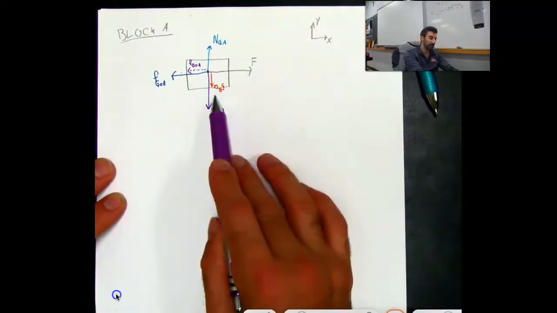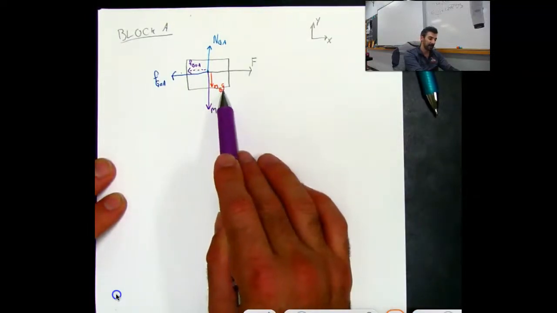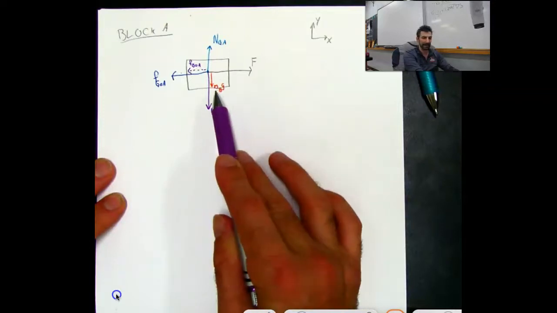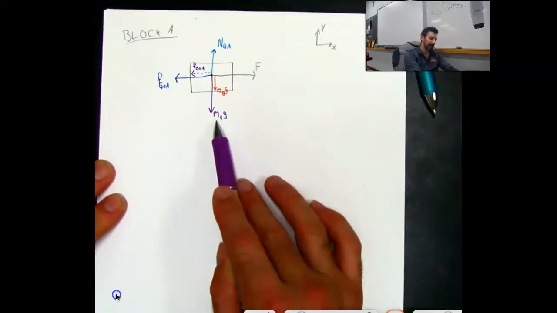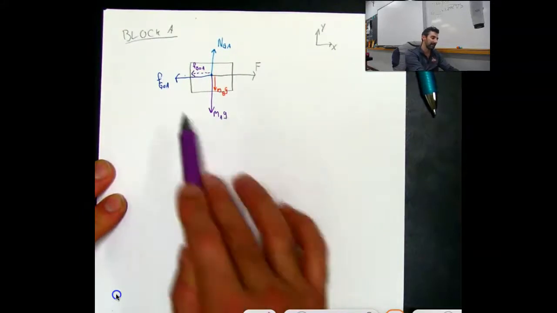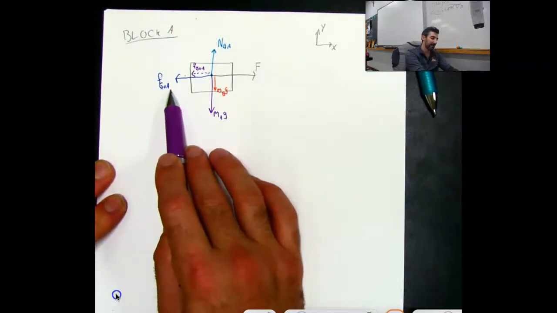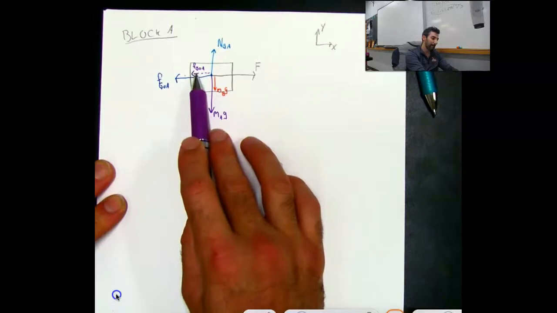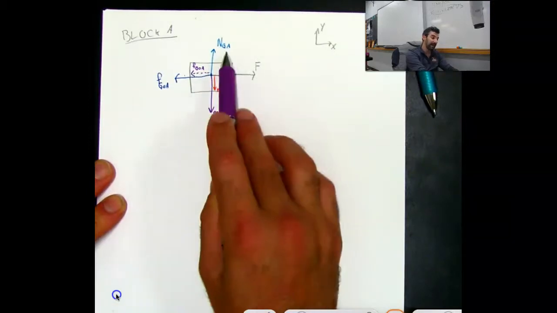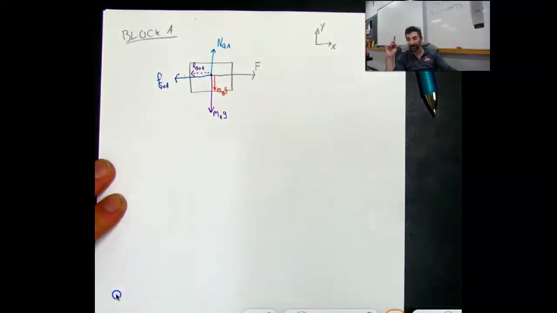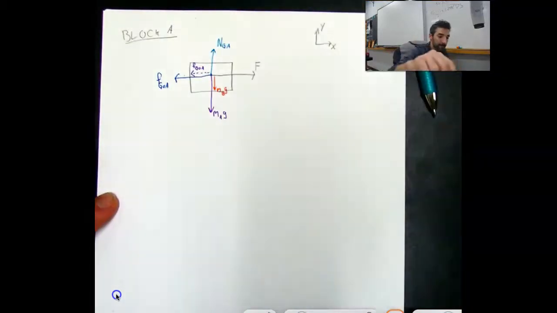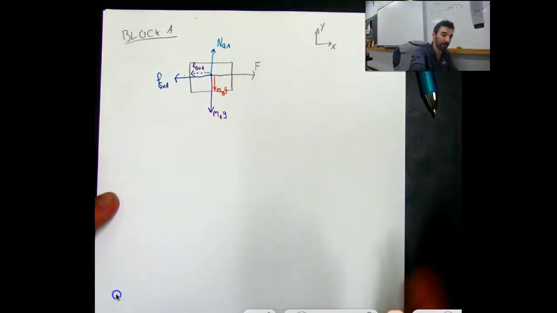We've got the mass of B on, oh, that shouldn't be the MBG, sorry. That is the weight of B. This here, MAG, that's the weight of A. This is the frictional force of the ground on A. This is the frictional force of B on A. And this is the normal force, the ground on A. Now, don't be confused. Obviously, there is no normal force here for, what's it called, for block B.